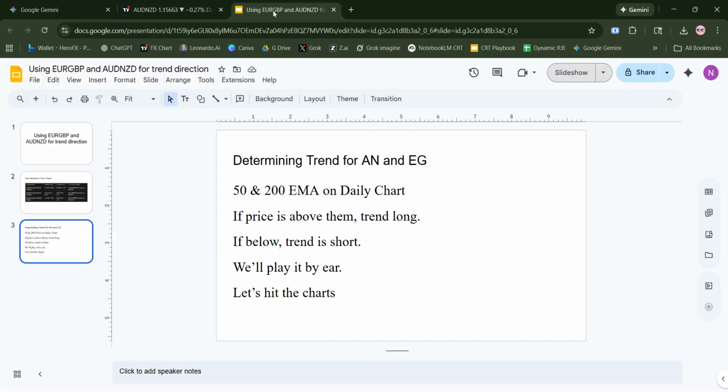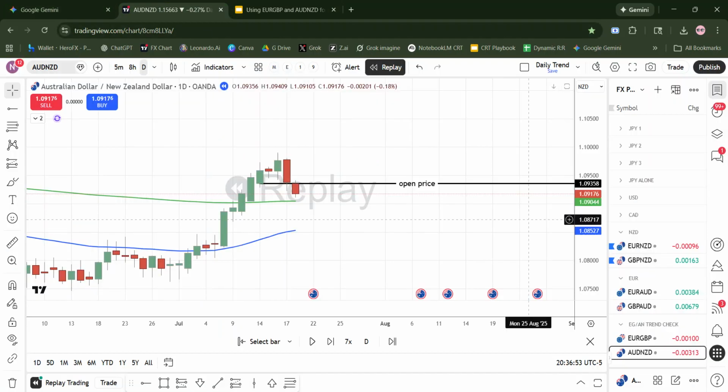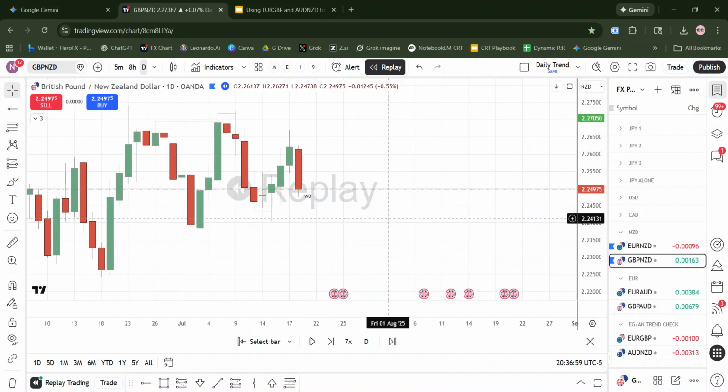So we'll go back to the flow chart and look at our thing here. If the Euro Pound, I said, is up, but Aussie New Zealand is considered down, then that says I need to be shorting. My odds are best if I short Euro New Zealand this week. So when I look at Euro New Zealand, I look for a bearish candle range theory setup.